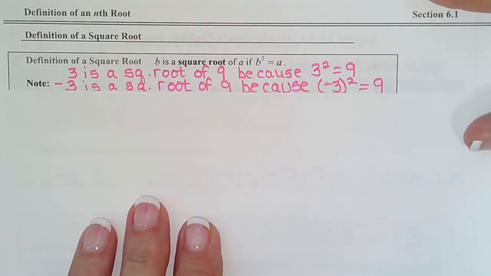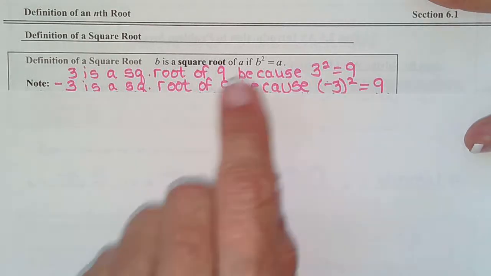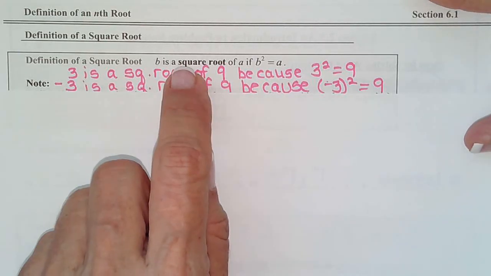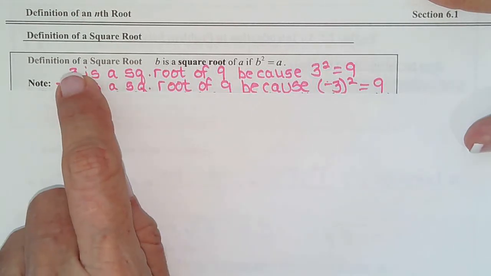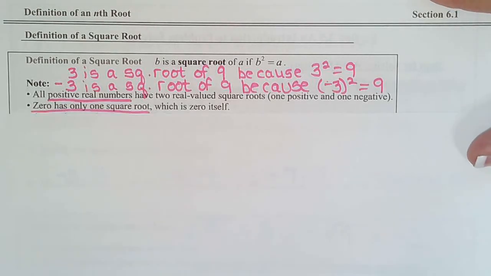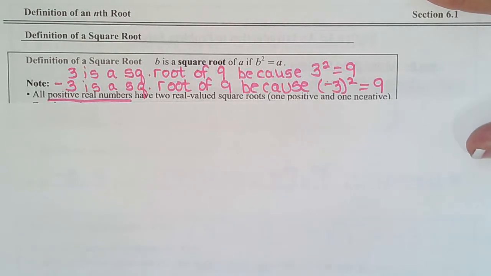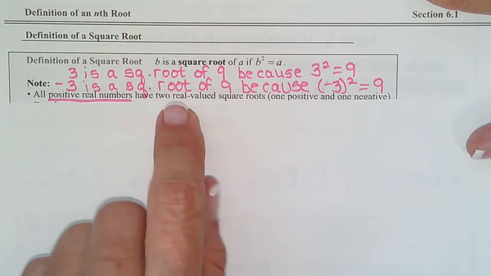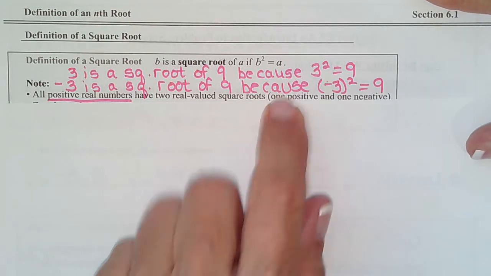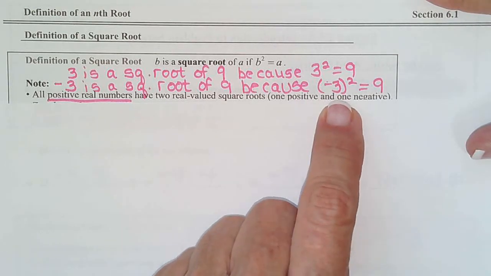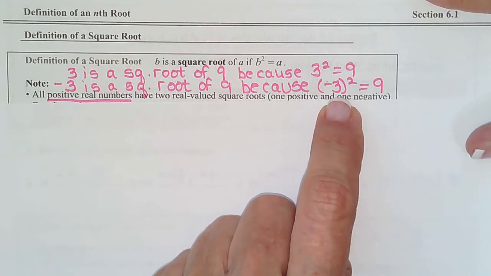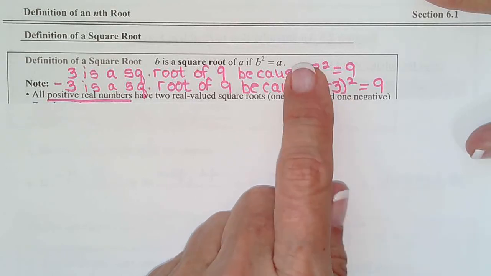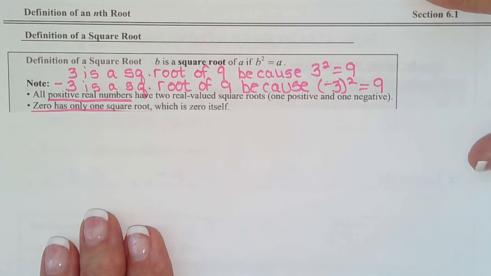Yes, it does. So every positive number has 2 square roots, a positive square root and a negative square root. And that's what this first thing says. All positive numbers have 2 square roots, one that's positive and one that's negative. So the square root of 9 is positive 3. The square root of 9 is negative 3, according to that definition. So there's 2 square roots for every positive number.